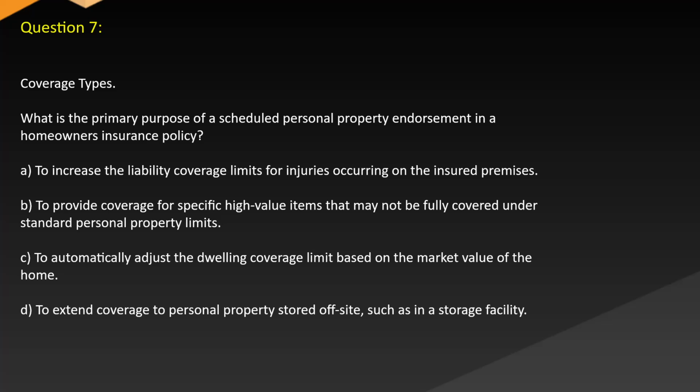Question 7. Coverage types. What is the primary purpose of a scheduled personal property endorsement in a homeowner's insurance policy? A. To increase the liability coverage limits for injuries occurring on the insured premises. B. To provide coverage for specific high-value items that may not be fully covered under standard personal property limits. C. To automatically adjust the dwelling coverage limit based on the market value of the home. D. To extend coverage to personal property stored off-site, such as in a storage facility.